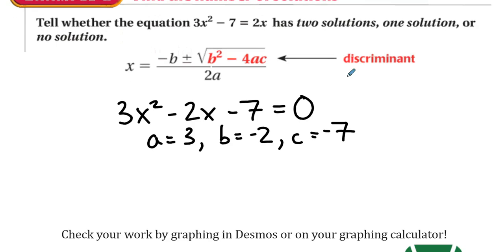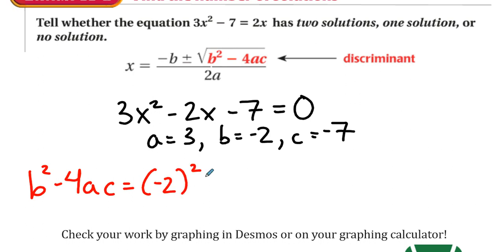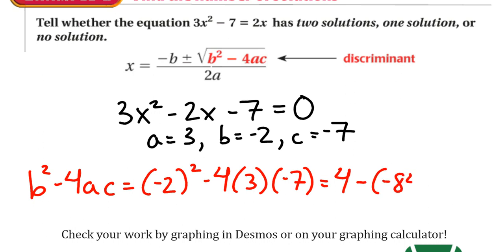And then I just find what the discriminant is. The discriminant is just b squared minus 4ac. b is -2, so I have -2 squared minus 4 times a is 3 times c is -7. -2 squared is 4. 4 times 3 is 12 times -7 is -84, so I have minus a -84. Minus a negative is plus, so I get 88.